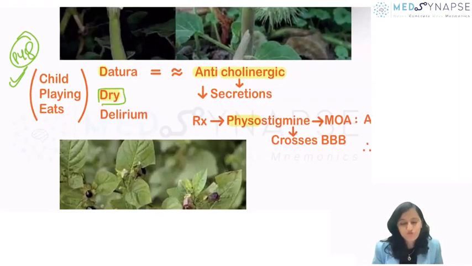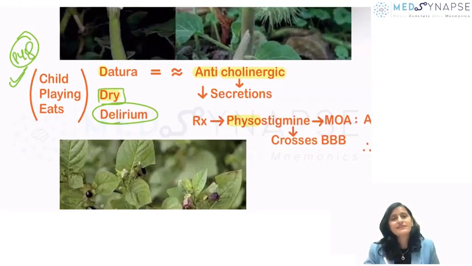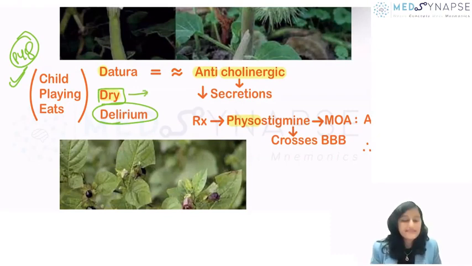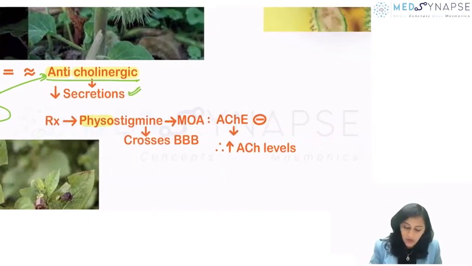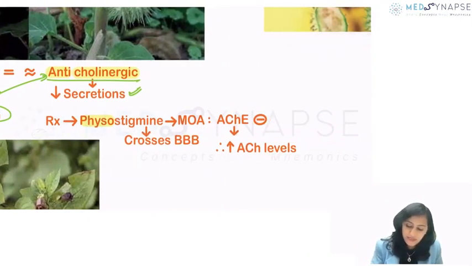One of that is dry. All the secretions are dry. There is delirium. When I say the secretions are dry, always remember that it means that it is anticholinergic. Dhatura is anticholinergic. It decreases the secretions. Always remember this mnemonic will come to your rescue.